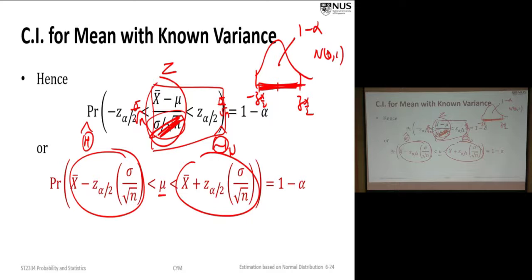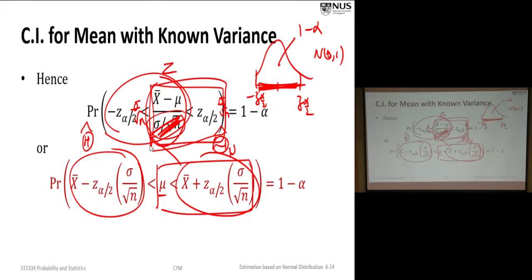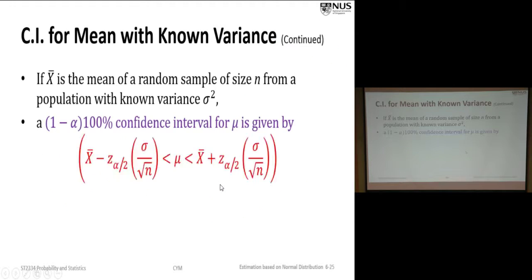So at the end, you will find that this inequality gives you this part, and this part of the inequality gives you this part. All right? Anyway, so this is my theta lower limit, and this is the upper limit. So the confidence interval is given by this and this. This is the formula for the confidence interval for mu.